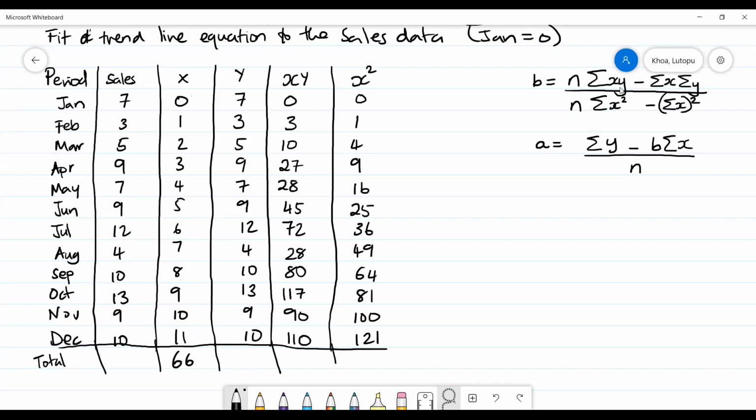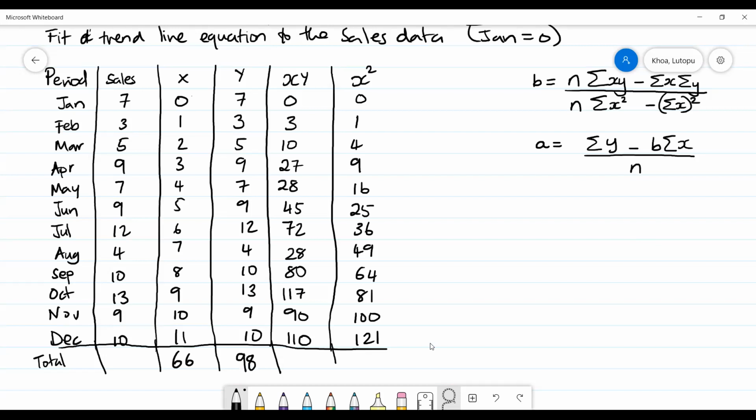Okay, and then I do the same thing with the y values. So 7 plus 3 plus 5 plus 9 plus 7 plus 9 plus 12 plus 4 plus 10 plus 13 plus 9 plus 10. Okay, this gives me 98.